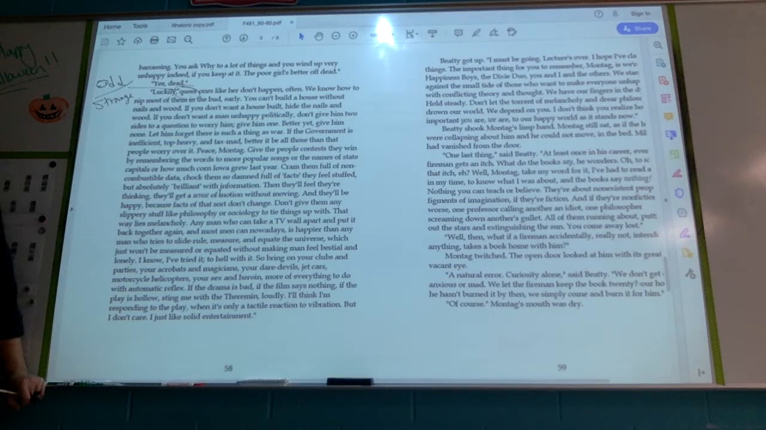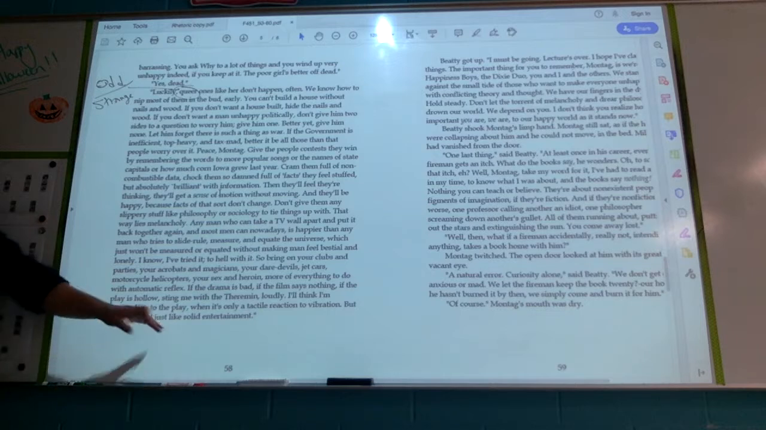Any man who can take a TV wall apart and put it back together again, and most men can nowadays, is happier than any man who tries to slide, rule, measure, and equate the universe, which just won't be measured or equated without making man feel bestial and lonely. I know, I've tried it. To hell with it. So bring on your clubs and parties, your acrobats and magicians, your daredevils, jet cars, motorcycle helicopters, your sex and heroin, more of everything to do with automatic reflex. If the drama is bad, if the film says nothing, if the play is hollow, sting me with the theremin, loudly. I'll think I'm responding to the play when it's only a tactile reaction to vibration. But I don't care. I just take the solid entertainment. I just like solid entertainment.